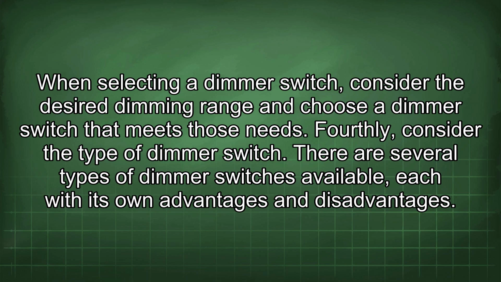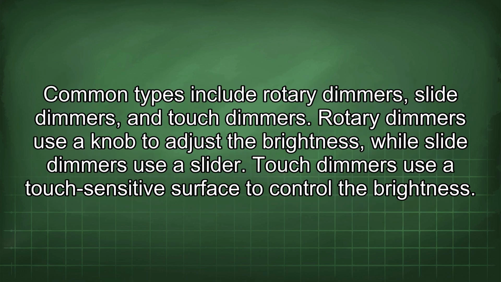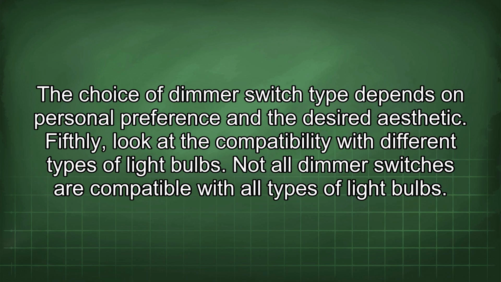Fourthly, consider the type of dimmer switch. There are several types of dimmer switches available, each with its own advantages and disadvantages. Common types include rotary dimmers, slide dimmers, and touch dimmers. Rotary dimmers use a knob to adjust the brightness, while slide dimmers use a slider. Touch dimmers use a touch-sensitive surface to control the brightness. The choice of dimmer switch type depends on personal preference and the desired aesthetic.